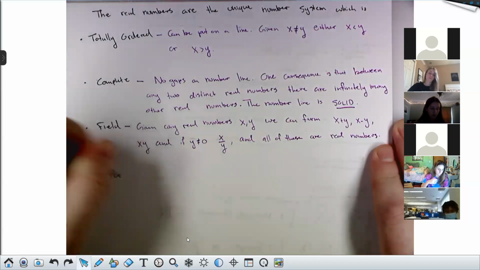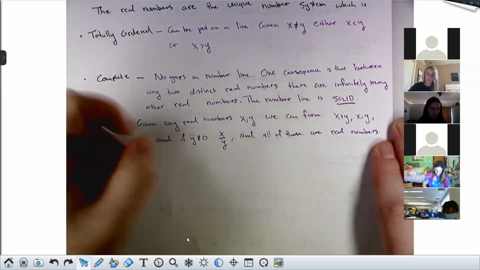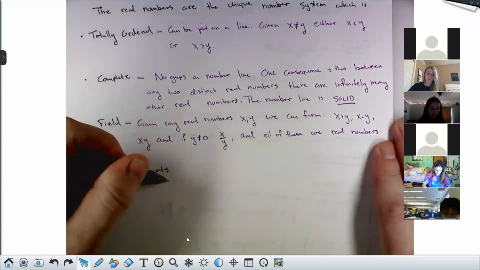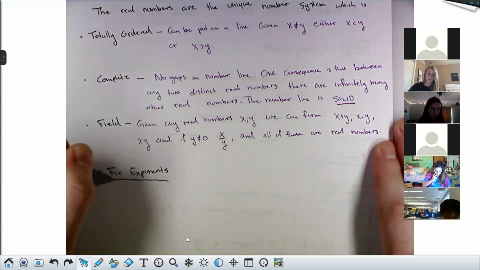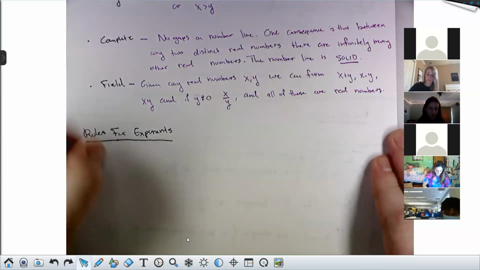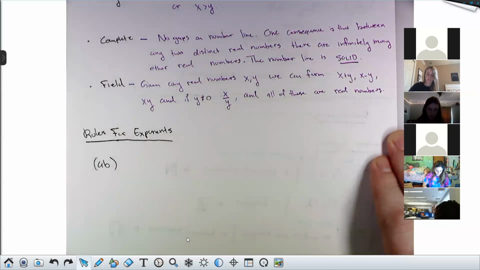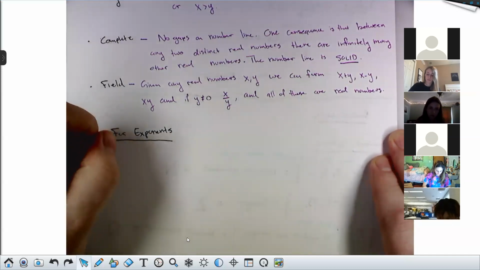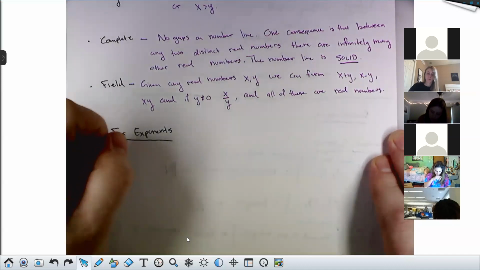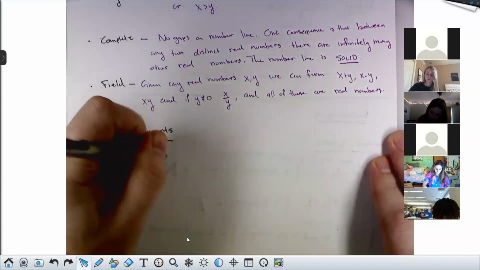And remember, anytime I write down a variable, I'm assuming it's a real number. So these rules apply to real numbers. First, if I take a product of two numbers, a times b, and I raise that whole thing to a power, m, then that's the same as a to the m times b to the m.